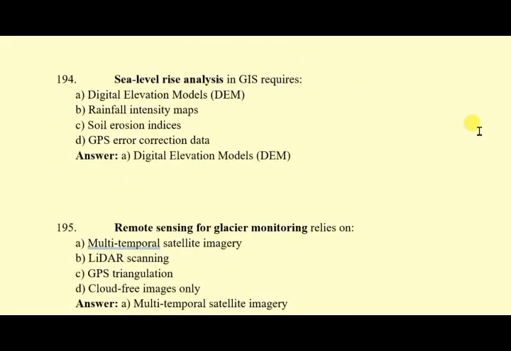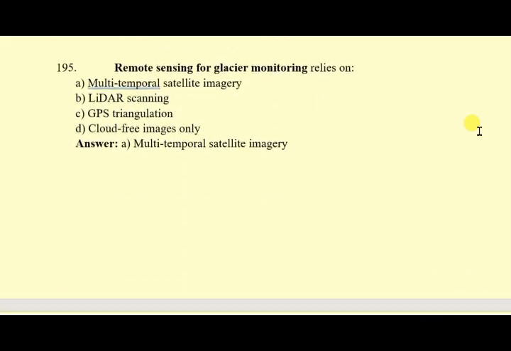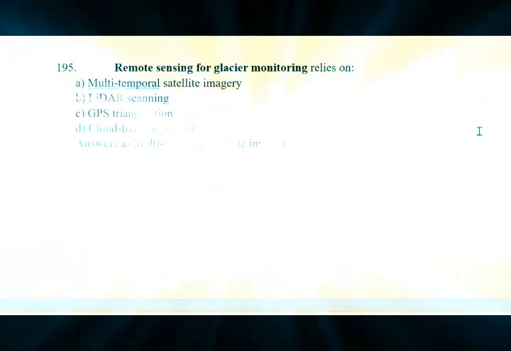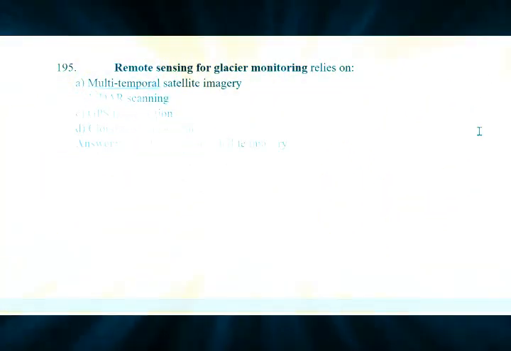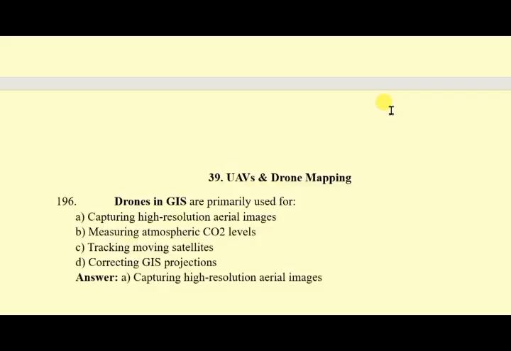Question 194. Sea level rise analysis in GIS requires digital elevation models, rainfall intensity maps, soil erosion indices, GPS error correction data. Here the right answer will be digital elevation models or DEMs. Question 195. Remote sensing for glacier monitoring relies on multi-temporal satellite imagery, LiDAR scanning, GPS triangulation, cloud-free images only. Here the right answer will be multi-temporal satellite imagery.